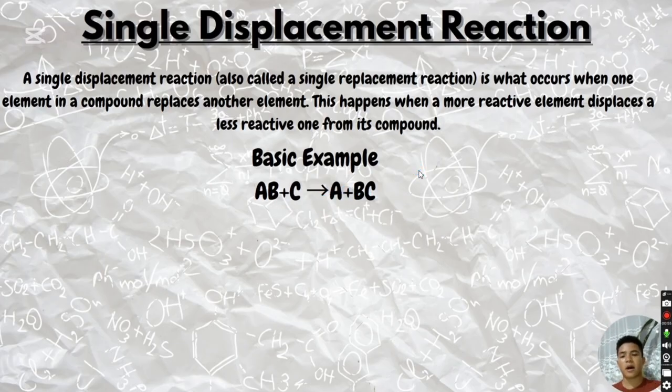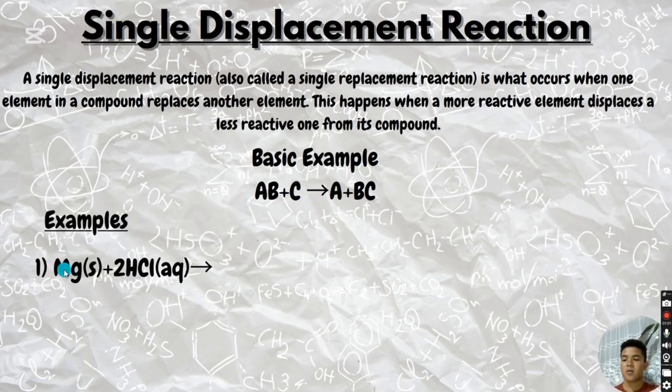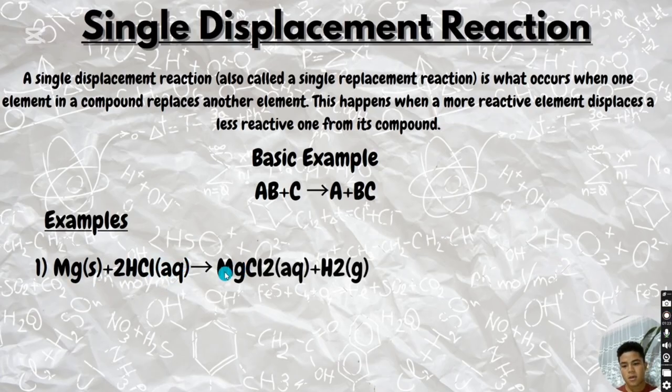Now, moving into an actual single displacement reaction with balancing and elements and state symbols, we have magnesium, which is a solid because it's a group 2 metal, and 2HCl, so 2 hydrochloric acid, and it is aqueous because, for one, chlorides are soluble and everything in group 1 is also soluble, so it's aqueous. So when this reacts, it forms magnesium chloride, which is aqueous due to the chloride being present, which makes everything soluble, and hydrogen, which was being displaced in its base form, is just a gas.